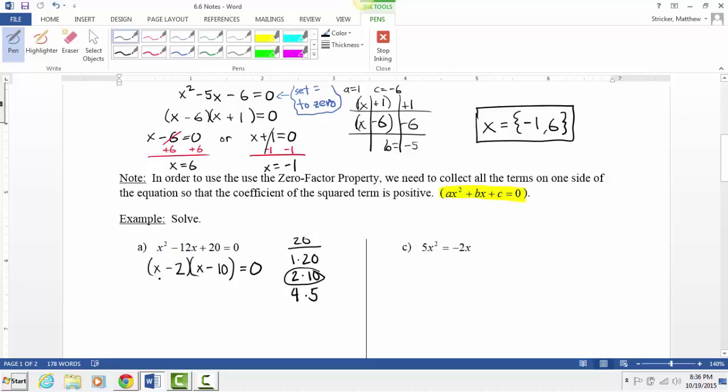And the only way that this first quantity times this second quantity can equal 0 is if the first quantity equals 0, or if the second quantity equals 0. And you just go ahead and solve. Plus 2 to both sides, plus 10 to both sides, and we get that x equals 2 and x equals 10. I'm going to write it in that set notation again. So this is the set of solutions, the solution 2 and 10.